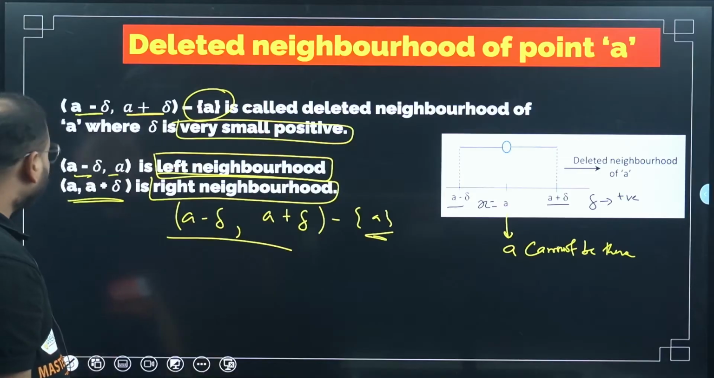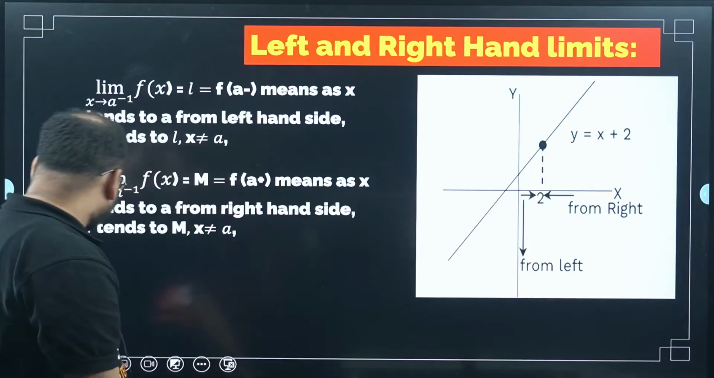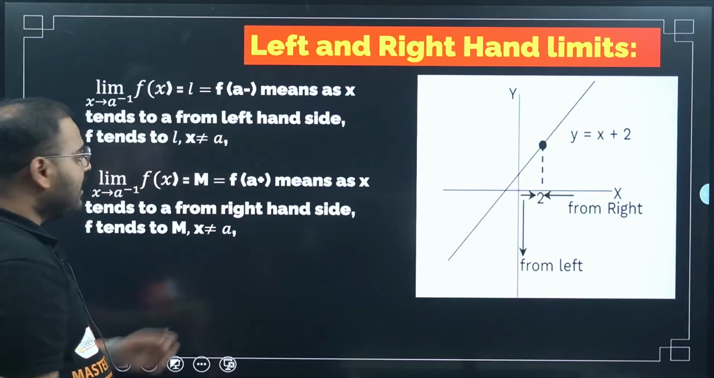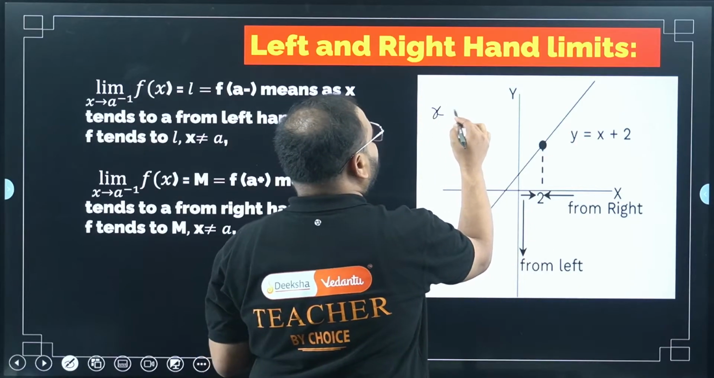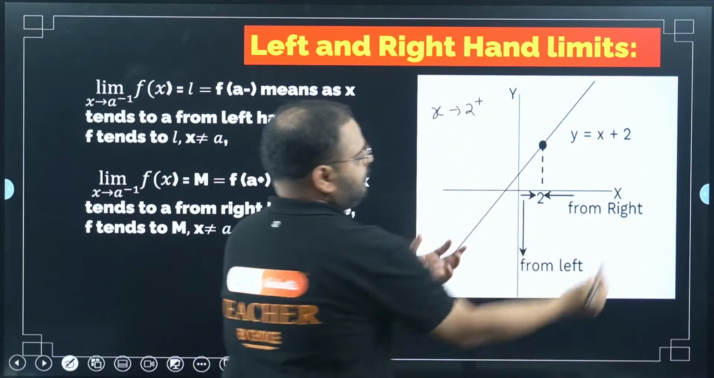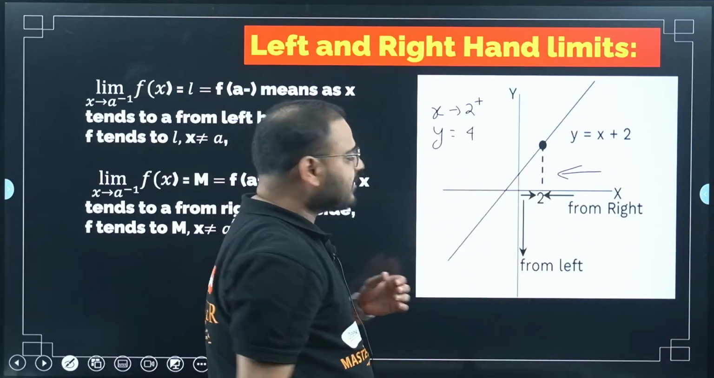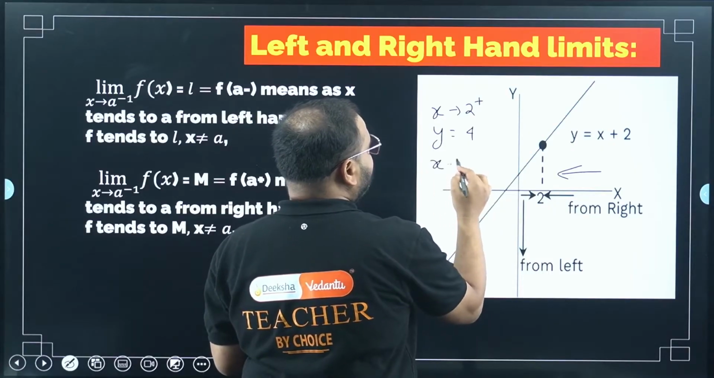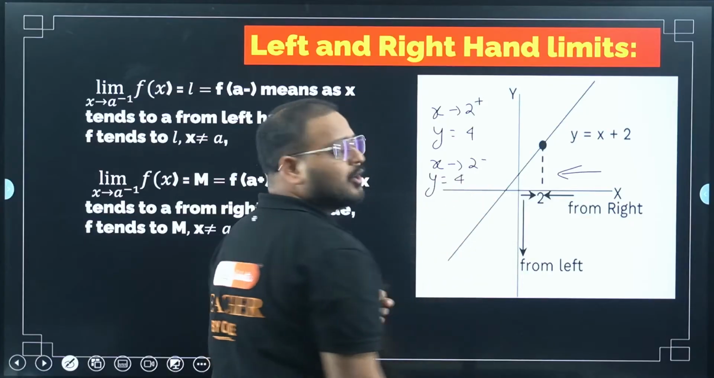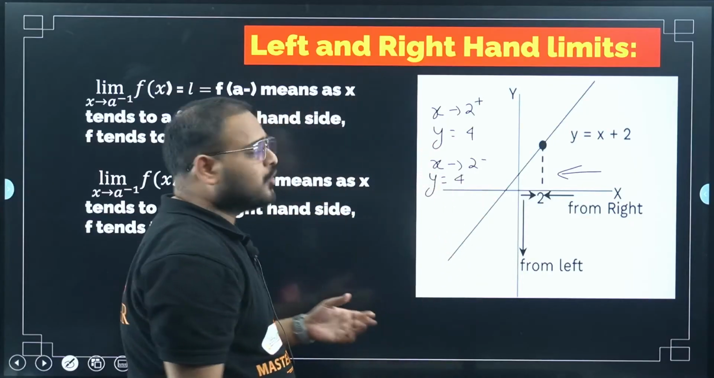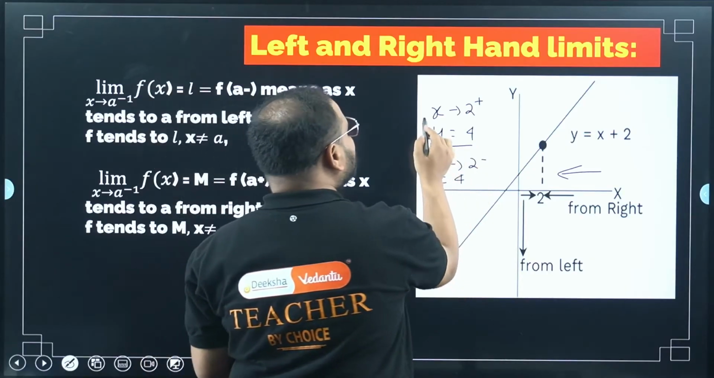Let's see. Now we talk about left hand and right hand limit. Same thing. If you look at this graph, I reached two different values. When I was trying to approach the graph from the positive side, from this side, I got the value of y as 4. And when I try to approach the graph from the negative side, what did I get as the value of y? 4 again. So in this case we got both values as 4. So I can say my left hand limit and right hand limit are the same, 4.